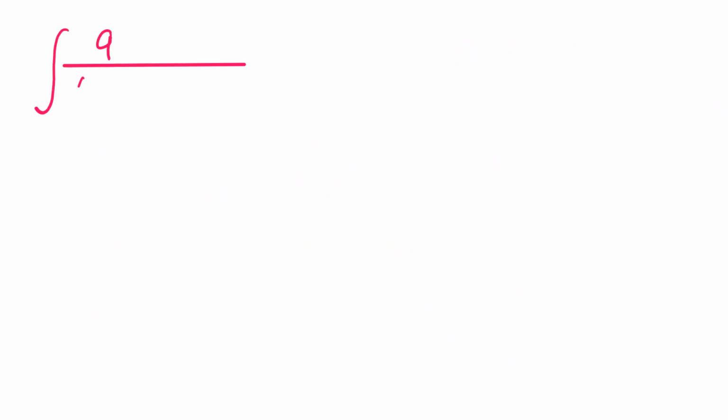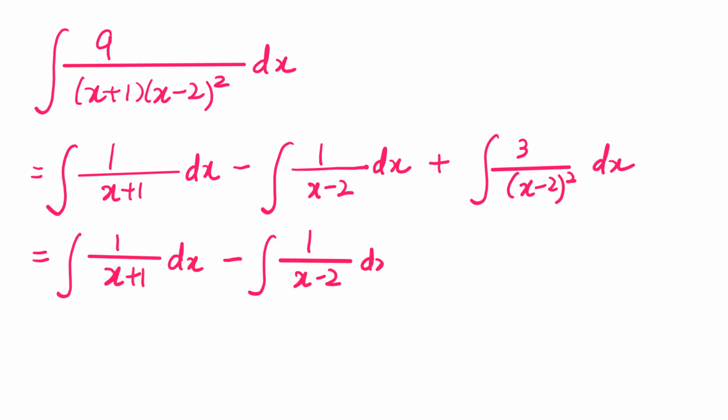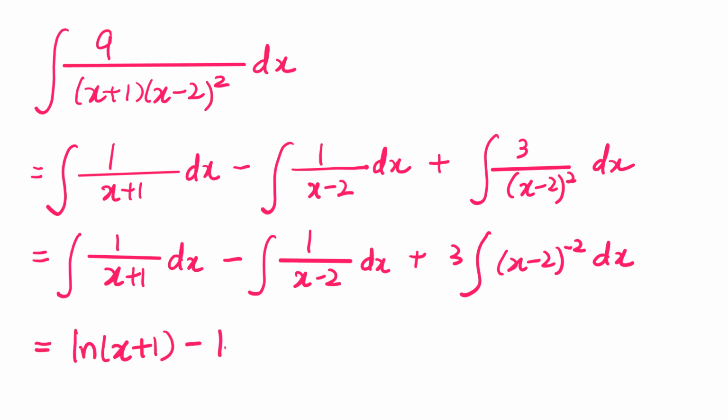Alright, so now we have separated these fractions into 3 partial fractions. Then you see that I can just apply what we have learned earlier on. So you integrate 1 over x plus 1, which basically just gives you ln(x + 1). Integrate 1 over x minus 2, ln(x - 2).